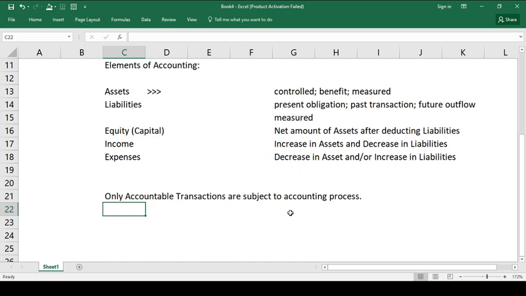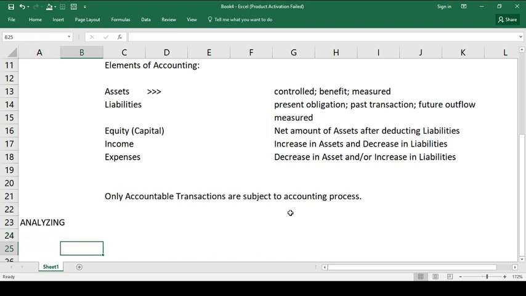Okay? So, those are the important things that we consider. How do we analyze? So we are now on analyzing the accountable transactions. We will only focus on the accountable transactions kasi only those accountable transactions are subject to the accounting process. Okay? So how do we analyze?